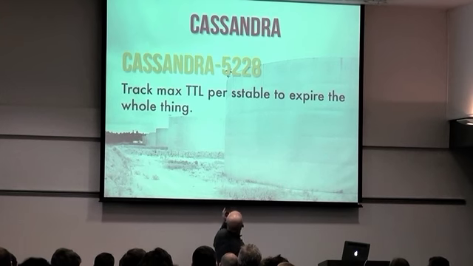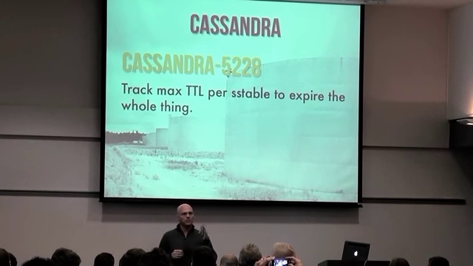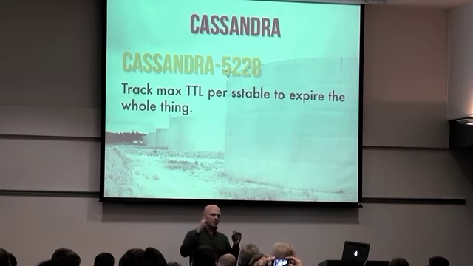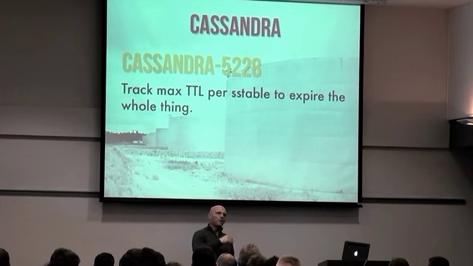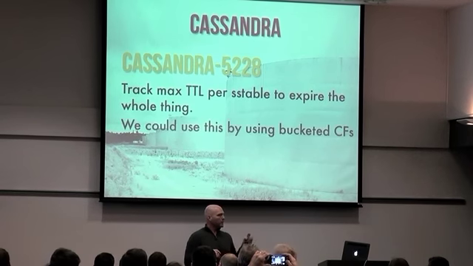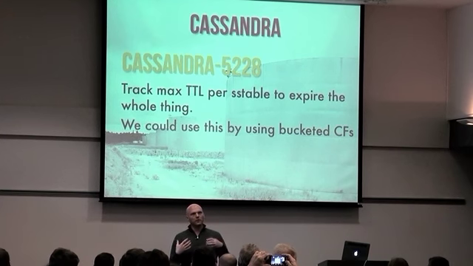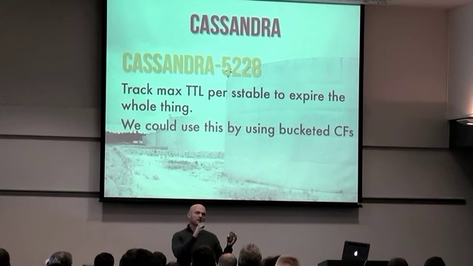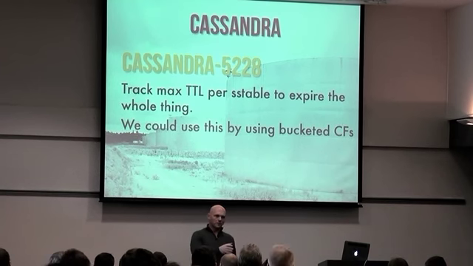Cassandra 5228 is one that tracks the maximum TTL per SSTable so that it can just wipe out the whole thing without having to traverse every entry in it. Again, this isn't going to work too well for us the way we have things right now, because within a single SSTable we're going to have lots of different TTLs per tenant. But we could make this work, I think, if we wanted to bucket our column families.